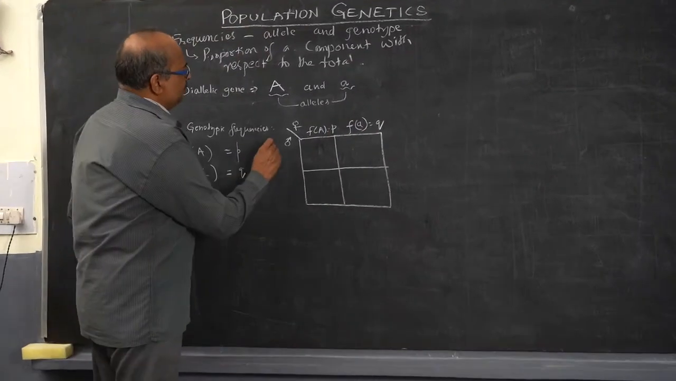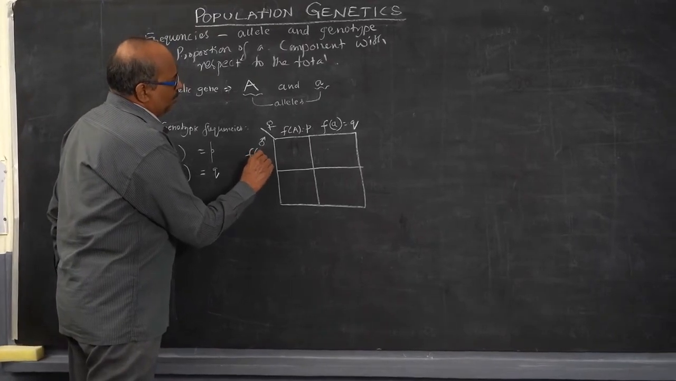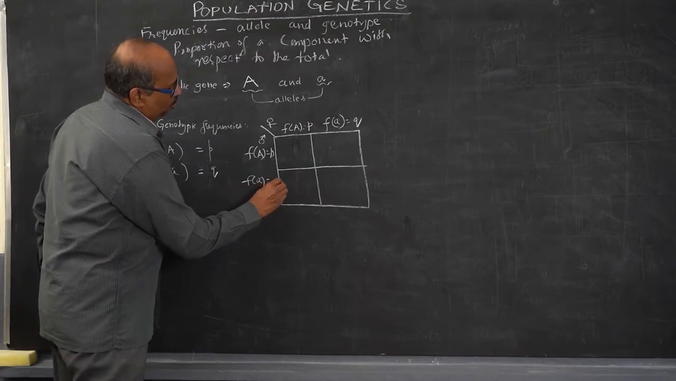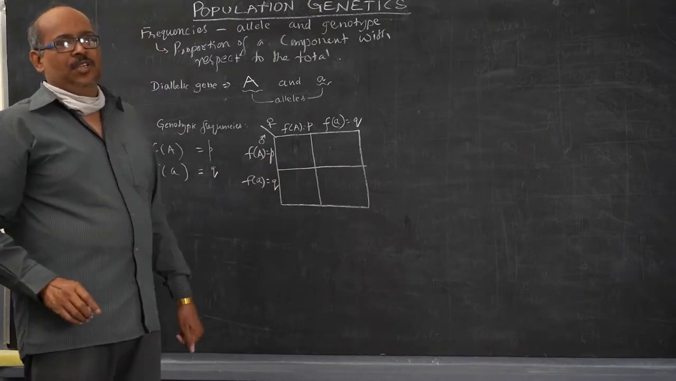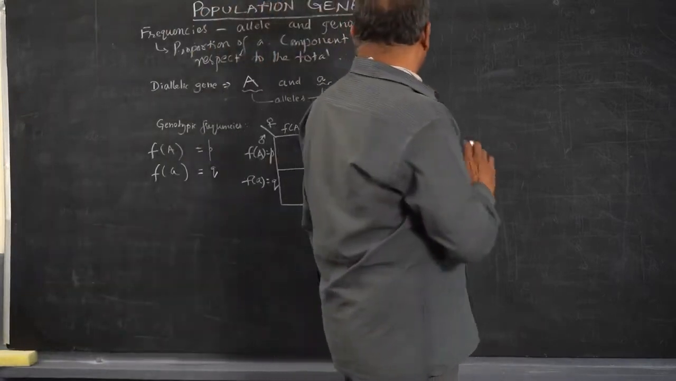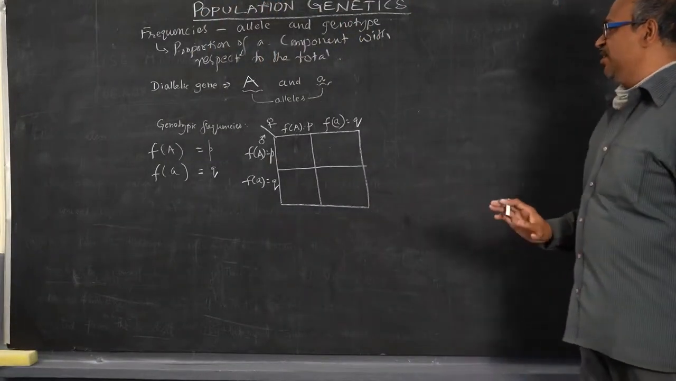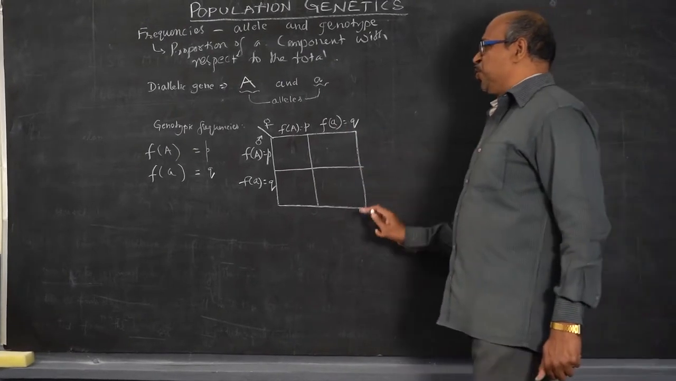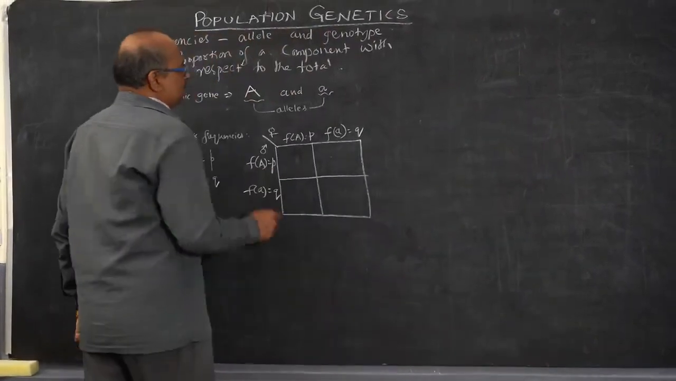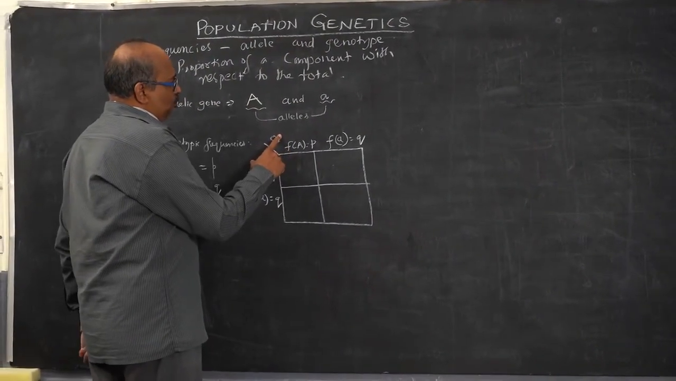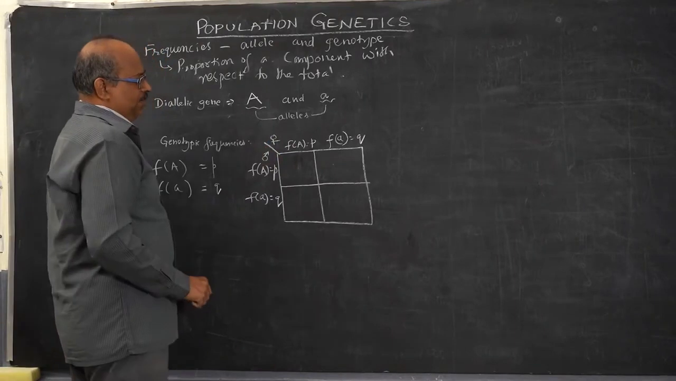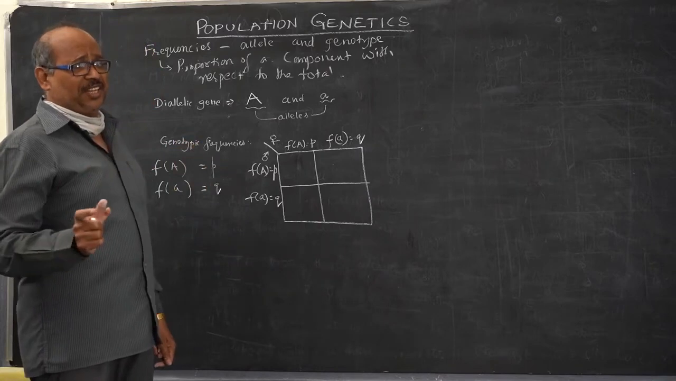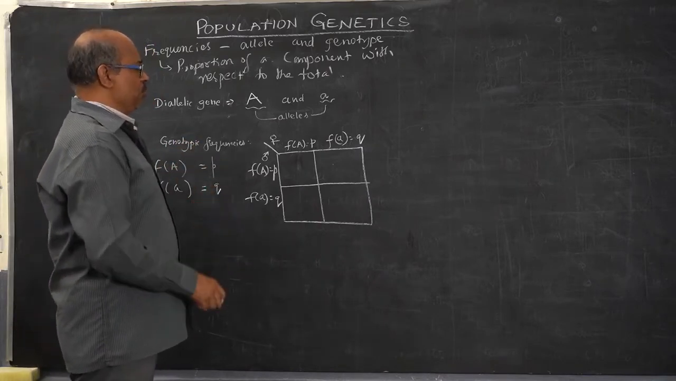The same way for the males also: capital A frequency equals P, small a frequency equals Q. So this indicates the frequencies of the gametes. It is a sexual union of the gametes that gives rise to the next generation. That means the female gamete here has to fuse with one of the male gametes. This is a purely random process of gametic combination that we are considering here for getting the genotypes.